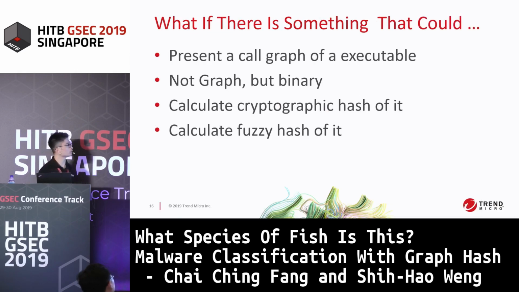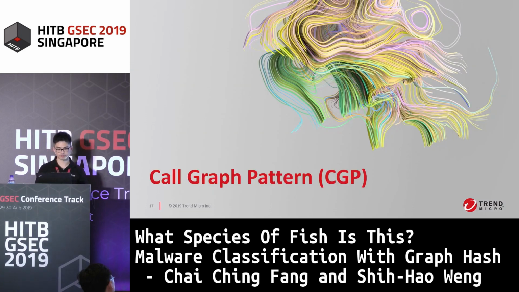Okay. So what if there is something that could present a code graph of an executable, not as a graph, but as a binary? Then we can calculate a crypto hash or file hash of it. That's our basic idea. So now, we want to introduce the code graph pattern, aka CGP. The purpose of the CGP is to present a code graph.